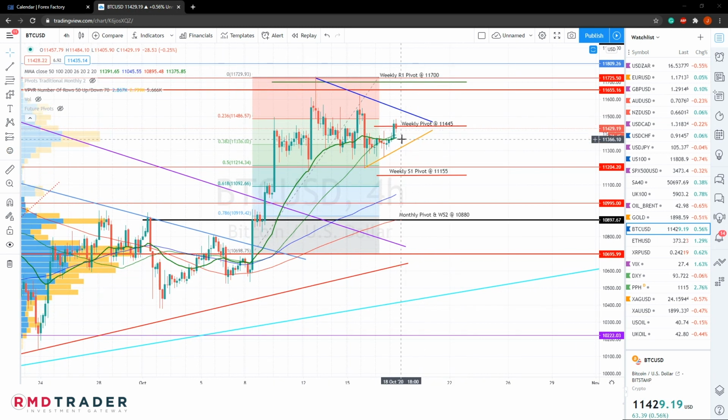But just considering some scenarios, if we do manage to break below our lower diagonal boundary, and that would mean, of course, that we reject our weekly pivot moving into this week at 11,445, that would give us new support areas of 11,155, which is the weekly S1 pivot, and also this very important level of support now sitting at 10,880, which is also the monthly pivot and weekly S2 pivots, and also we will see price meet up with the 4-hour 200 SMA. So those would be in a bearish scenario, we do come back into this area.